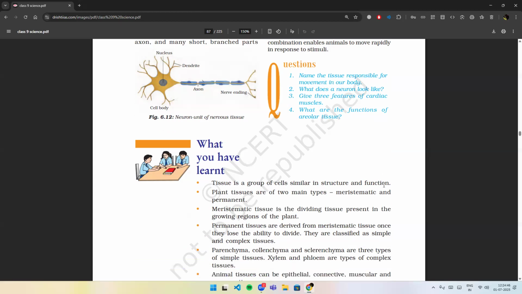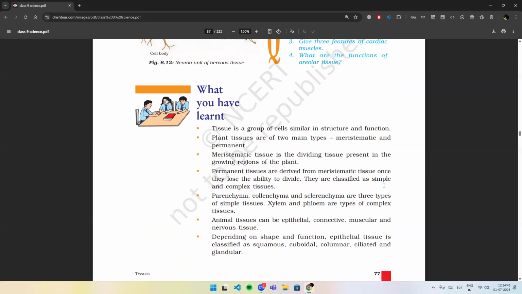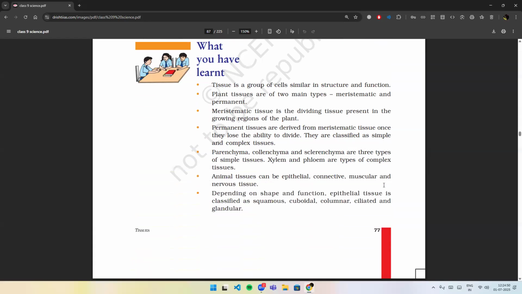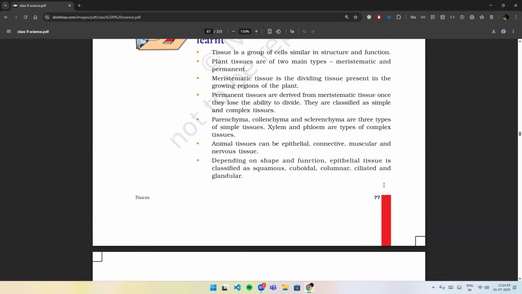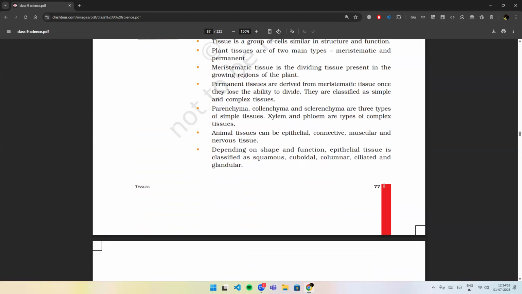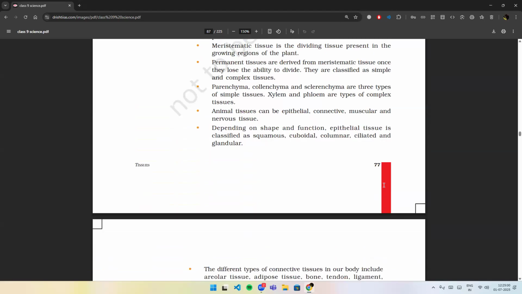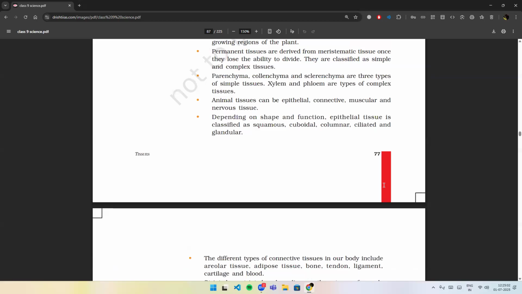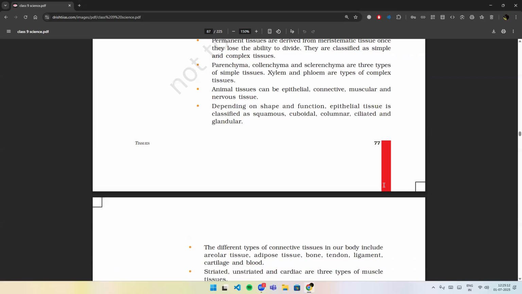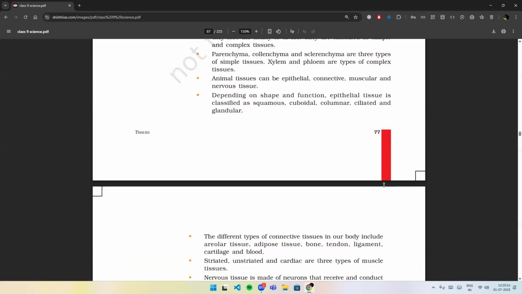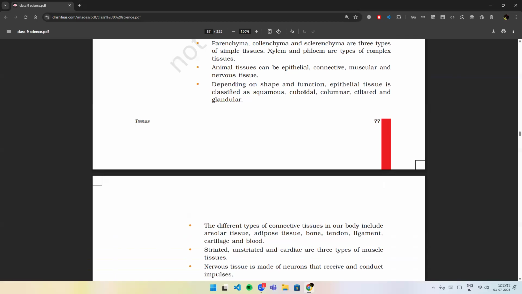What you have learned: tissue is a group of cells similar in structure and function. Plant tissues are of two main types, meristematic and permanent. Meristematic tissue is the dividing tissue present in the growing regions of the plant. Permanent tissues are derived from meristematic tissue. Once they lose the ability to divide, they are classified as simple and complex tissues. Parenchyma, collenchyma, and sclerenchyma are the three types of simple tissues. Xylem and phloem are types of complex tissues.